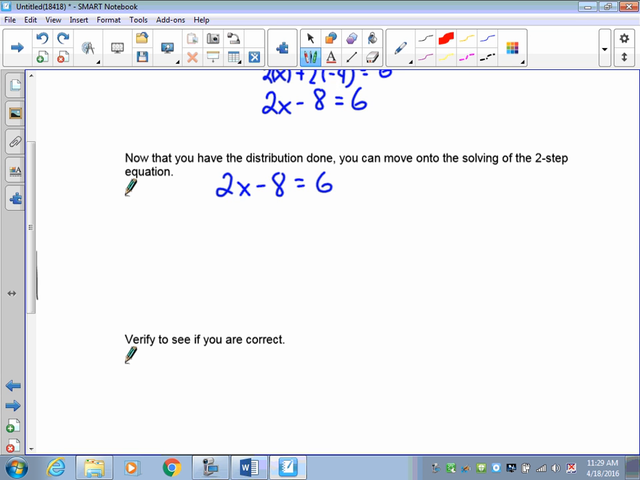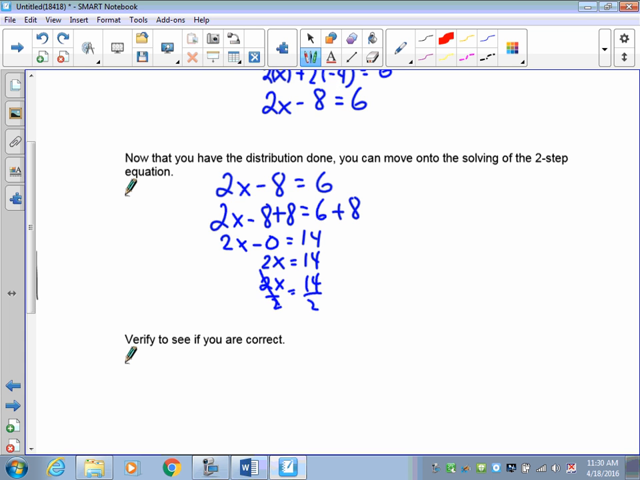All right, here we go. I've got to get rid of the subtract 8 by doing an add 8. So 2x take away 8, add 8. 6 add 8. Did it to both sides. So 2x minus 0 is equal to 14. So 2x is 14. Now I'm multiplying by 2, so I'm going to divide by 2. 2 divided by 2 cancels, leaving me with 1x is equal to 7. So 7 is our answer.